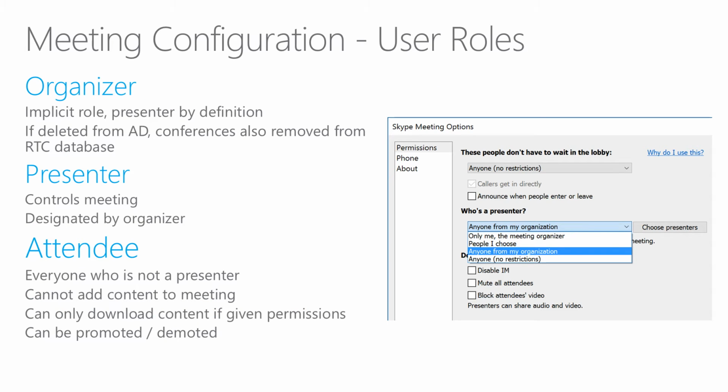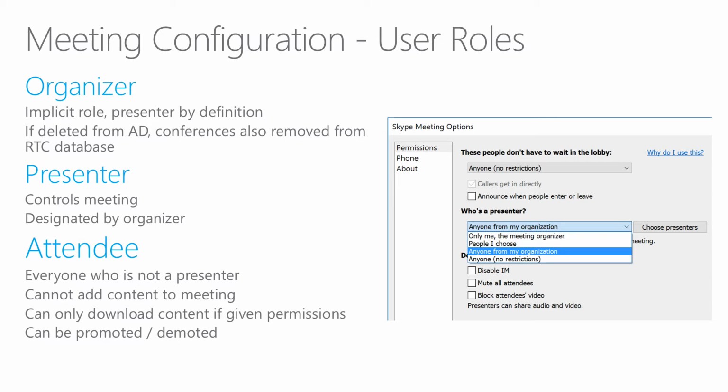Our next meeting configuration option are user roles. Within a Skype for Business meeting, there are 3 user roles: organizer, which is an implicit role, and presenter, which controls the meeting, and attendees. As you can see on the screen, when we configure the meeting options, we have the ability to determine who is going to be a presenter. We have 4 options. You can select from only you, the organizer, being a presenter. People that you select can be presenters. Anyone from your organization or anyone, no restrictions.